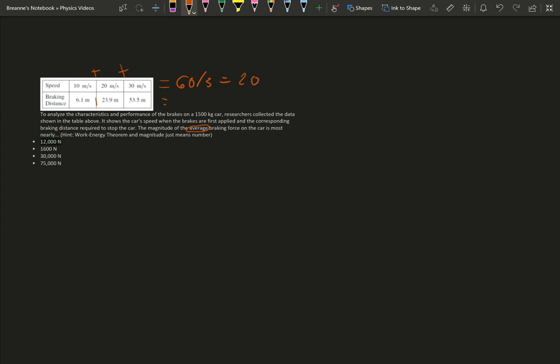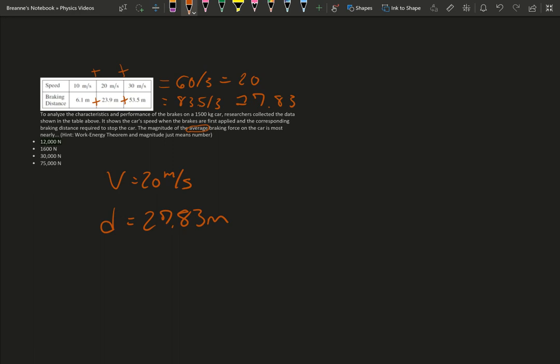And you're going to do the same thing to the distance. You're going to do 6.1 plus 23.9 plus 53.5 and divide that by 3, and you get 27.83 continuing, and so this was 83.5 divided by 3. So now we have our speed as 20 meters per second, and our distance is 27.83 meters. So we took the average of them.